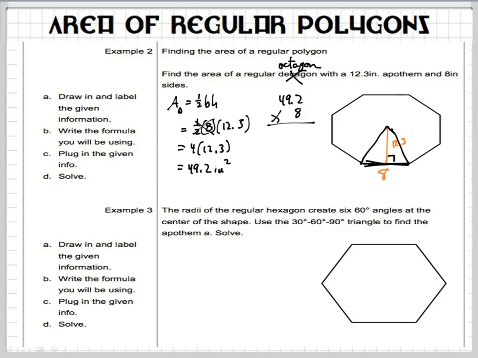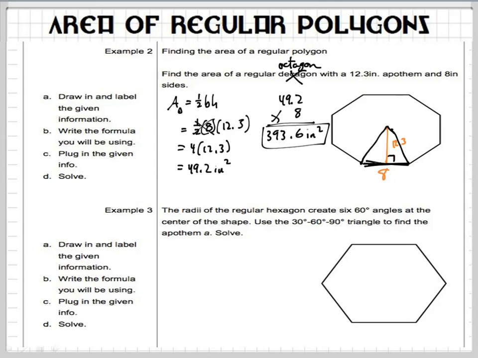What do you get? Yeah, it'll be a big number. What do you get? 393.6 inches squared. Just found the area of that octagon. No problem. All right, the next one.